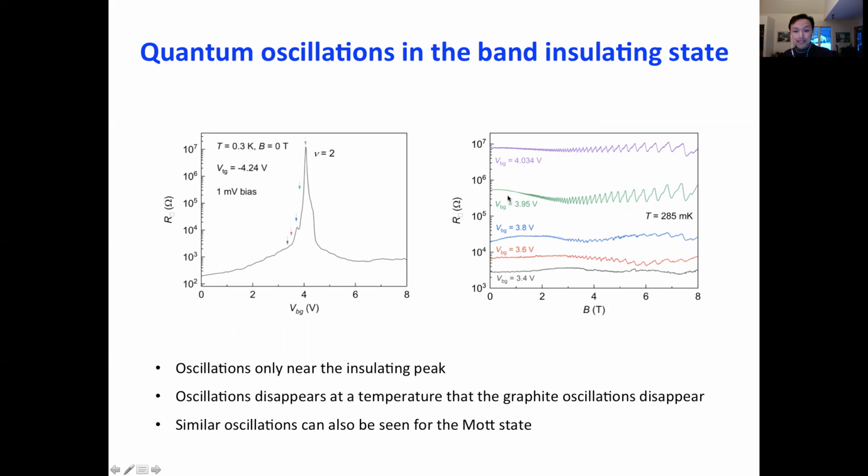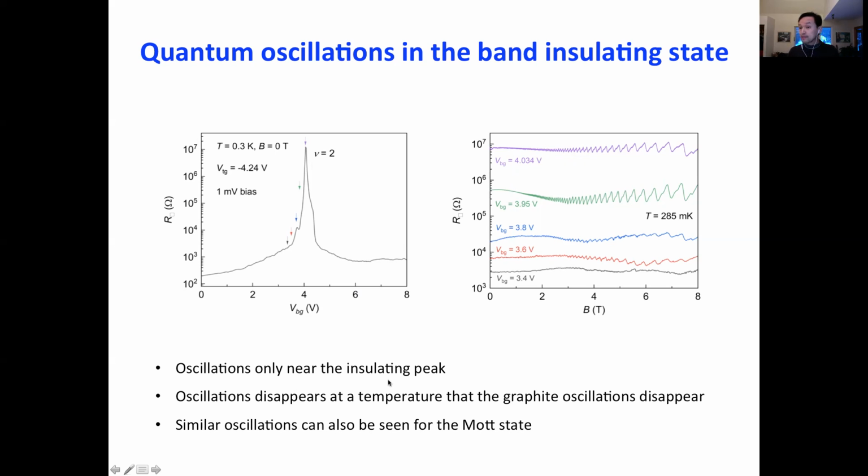And you can actually clearly see quantum oscillations in the insulating state, right? Actually, the larger the resistance, the clearer the quantum oscillations. When you tune the filling factor away from the filling factor 2 peak, the oscillations just disappear.